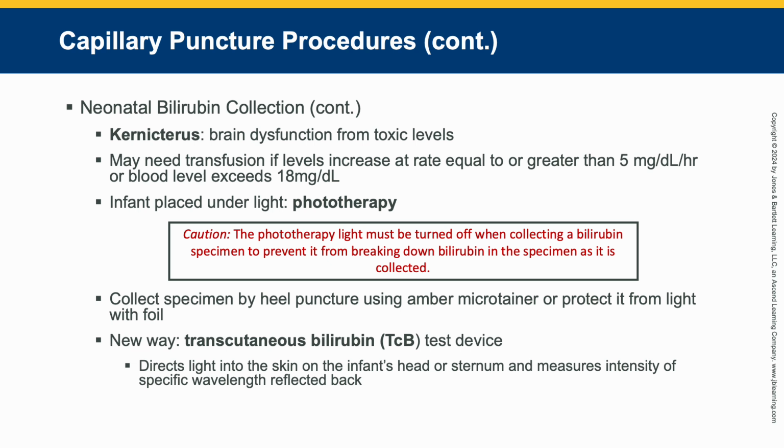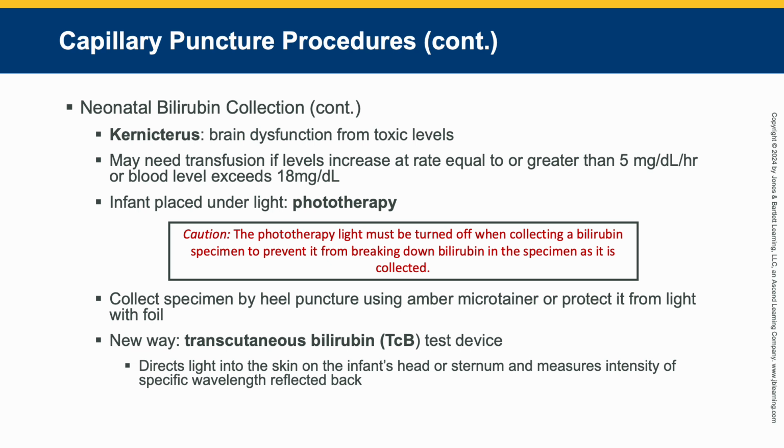Okay, a newer way is called a transcutaneous bilirubin. It's a TCB. So this is a test device that can test for the baby's bilirubin by directing a light into the skin on the infant's head or their sternum. What it does is measure the intensity of the specific wavelength reflected back. And so this transcutaneous test keeps the baby from having to get so many sticks.